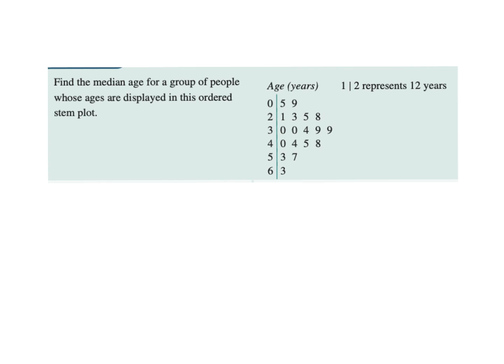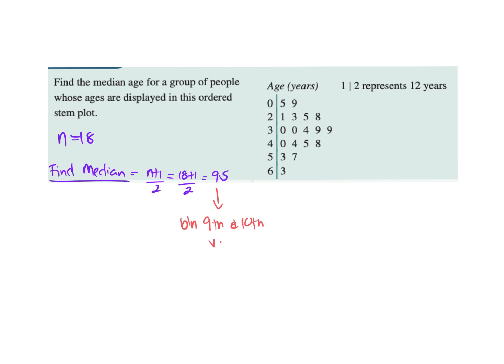So if you counted up all those leaves, we end up with 18, okay? So there were 18 leaves there, so we know that n equals 18. When we go to find where the median is, we'll use n plus 1 divided by 2. So it'd be 18 plus 1 divided by 2, that would be 9.5. So remember what that means? It's going to be between the 9th and the 10th value.